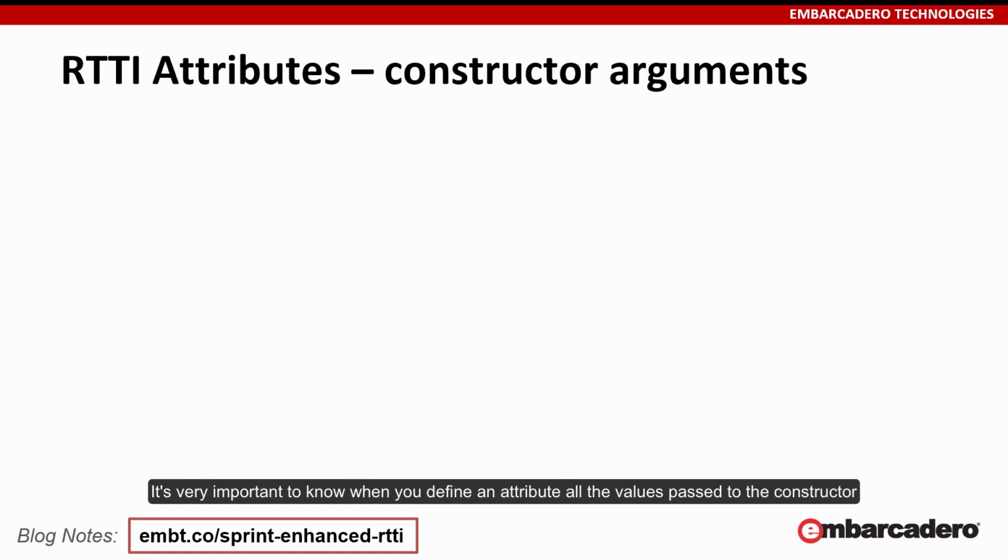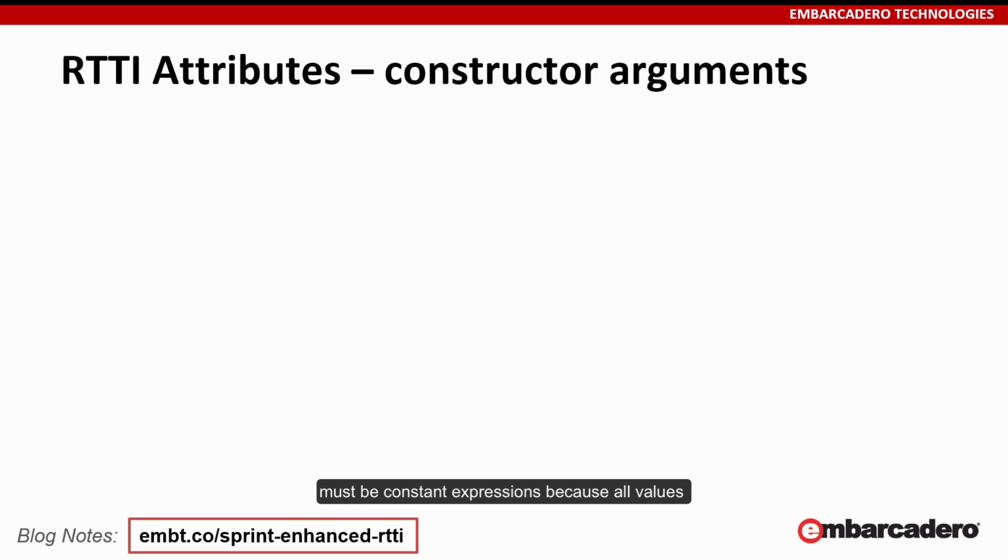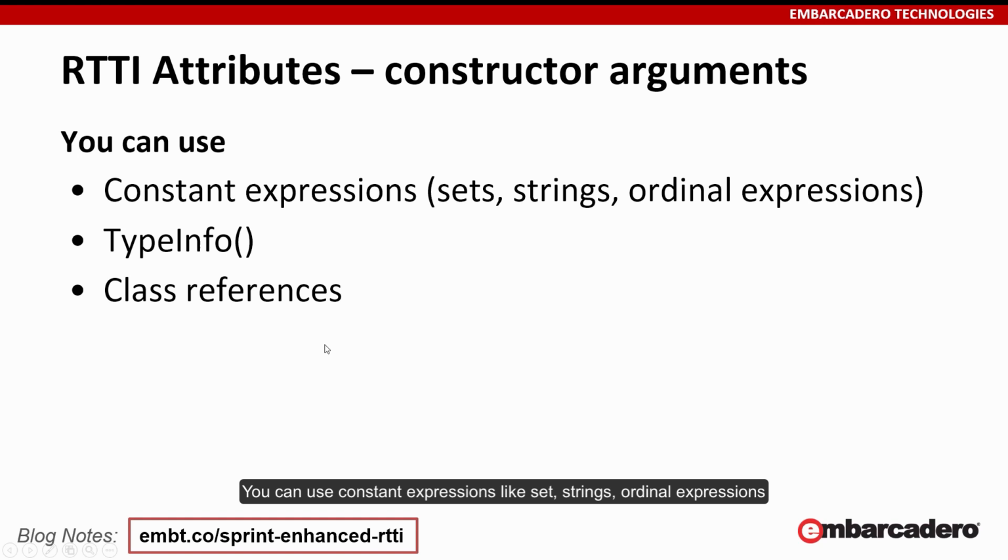It's very important to note that when you define an attribute, all the values passed to the constructor must be constant expressions, because all those values are embedded directly into the final binary. So you can't use expressions or values that require runtime evaluation. You can use constant expressions like sets, strings, and ordinal expressions. You can use the TypeInfo method to pass type information because the RTTI addresses are known at compile time, and you can use class references too.